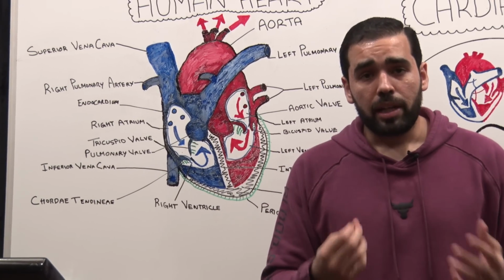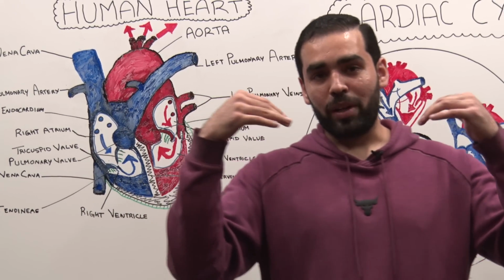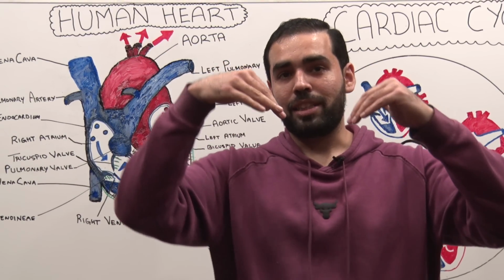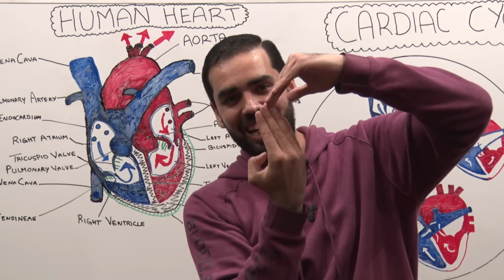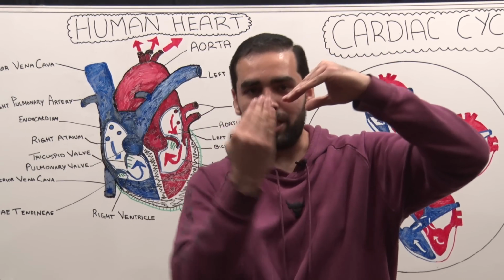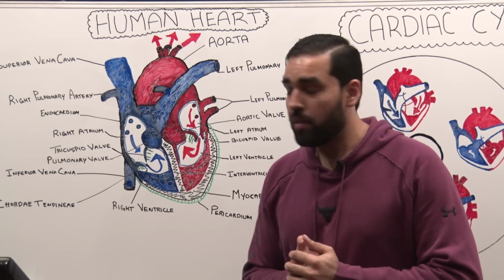That valve is called tricuspid because it has three cusps. Now, I have only two hands, so I cannot show you three cusps at the same time, but consider that we have one cusp like this, one cusp like this, and one cusp like this. So basically, it's three cusps that are opening and shutting close, and that is why it's called the tricuspid valve.